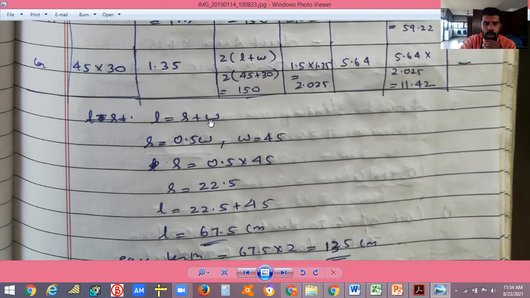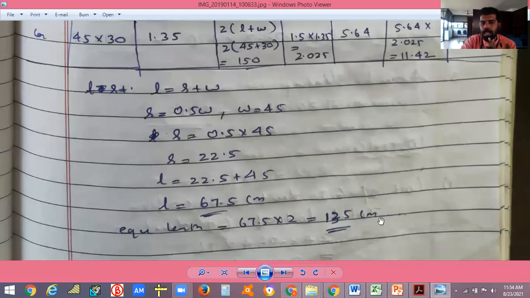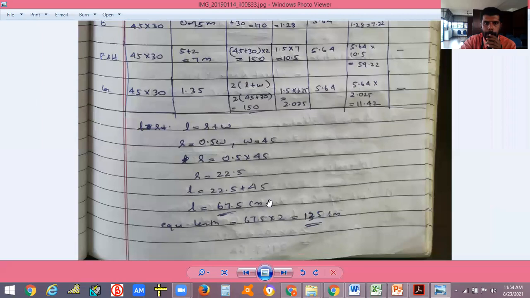22.5 plus W equal to 45. 22.5 plus 45 equal to 67.5. That is the actual length. Equivalent length will be the double of the actual length. So 67.5 into 2 is equal to 135 centimeter, which means 1.35 meter. So give that 1.35 meter here.